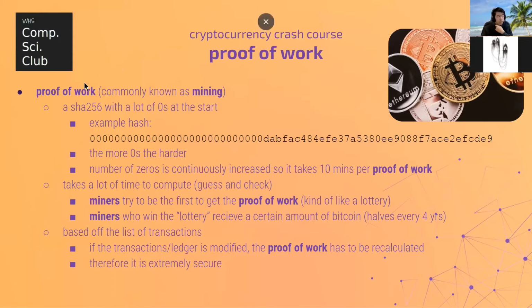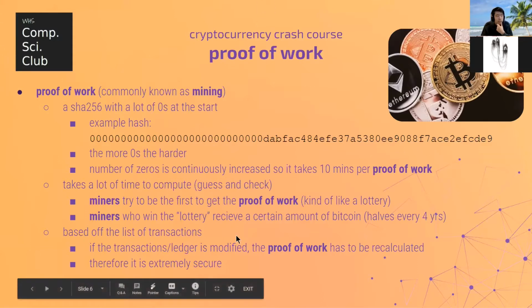And lastly, the proof of work is based off the list of transactions. So if the ledger or transactions are modified, the proof of work also has to be recalculated, which is pretty important. Therefore the proof of work is extremely secure.